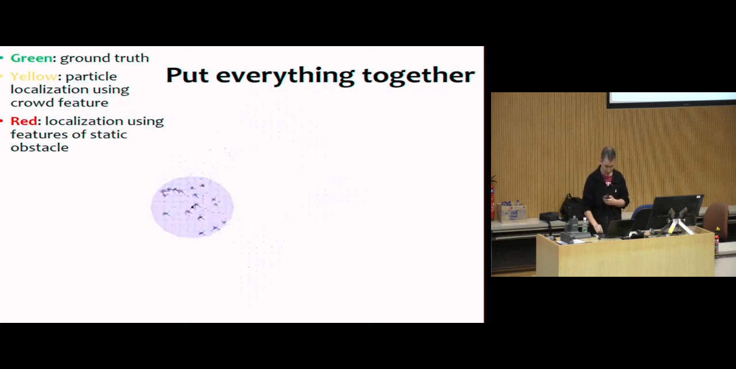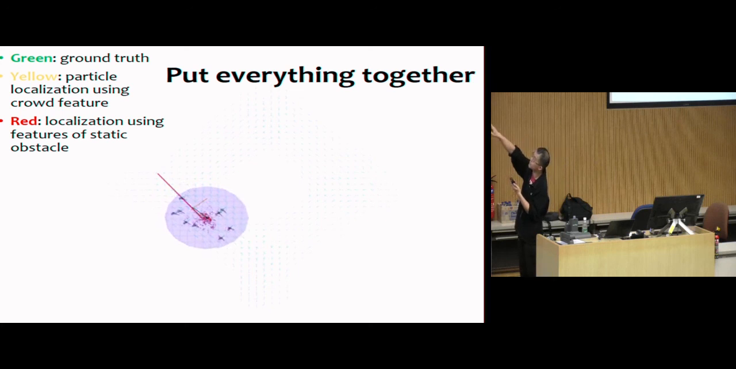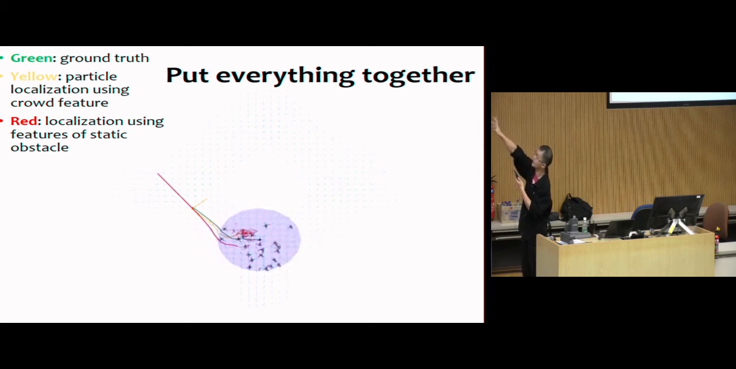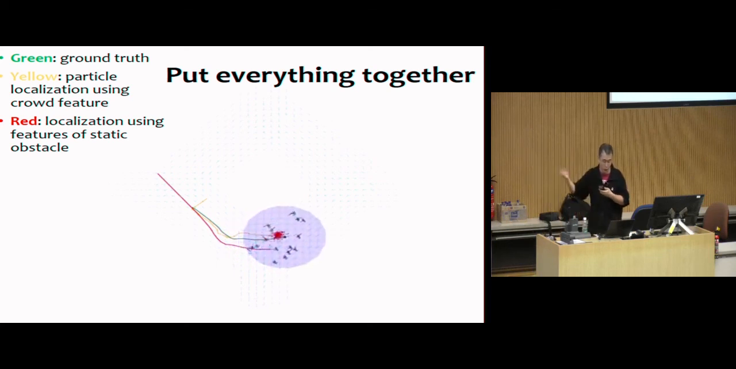Here is an example putting everything together. Here we are using the particle filter for the localization. As you can see, the robot is doing the localization. The red trajectory is the localization using the features of the static obstacles, and the yellow one is the mean of the particles, which is the localization result using the crowd feature. And the green one is the ground truth.